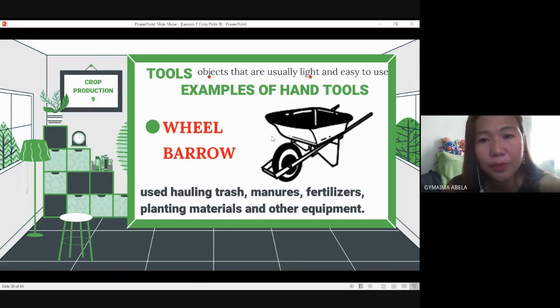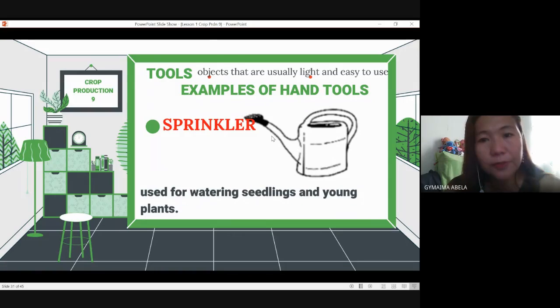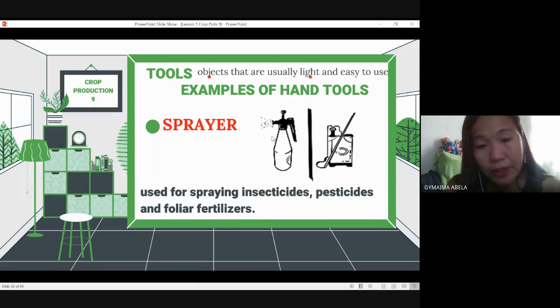Another is the wheelbarrow. It is used for hauling trash, manures, and fertilizer, also planting materials and other tools from one place to another. Another is the sprinkler. We use this sprinkler for watering the seedlings and young plants, usually in the nursery. Another is the sprayer. The sprayer is used for spraying insecticides, pesticides, and foliar fertilizers.